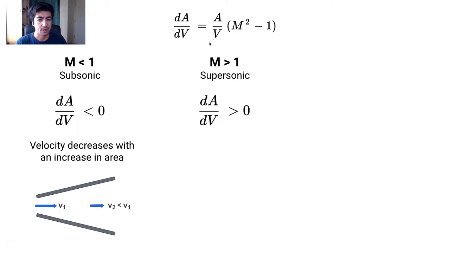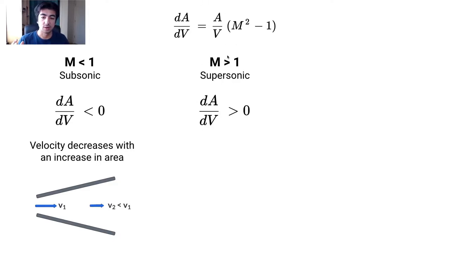So the other case we have is that M is greater than one. This means that our local fluid velocity is higher than the local speed of sound. And this is called the supersonic regime, right? If you think about fighter jets going at Mach greater than one, this is because they're moving faster than the speed of sound in the medium in which they're in, which is air.